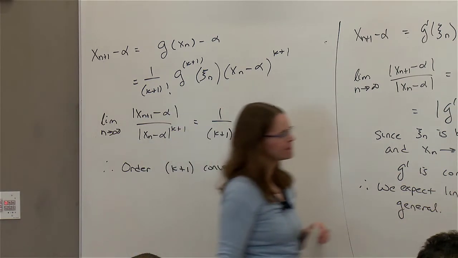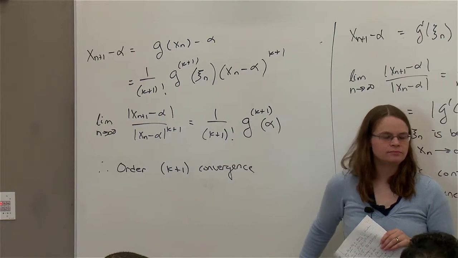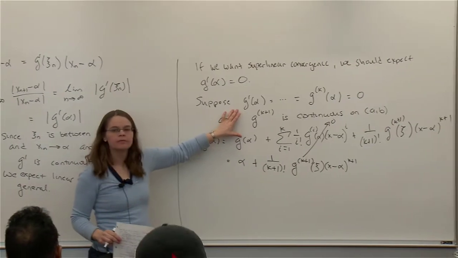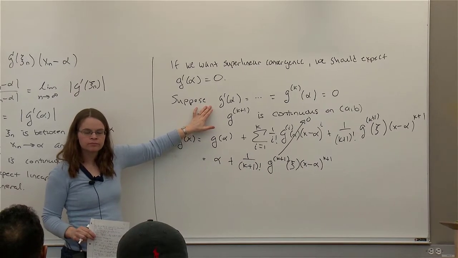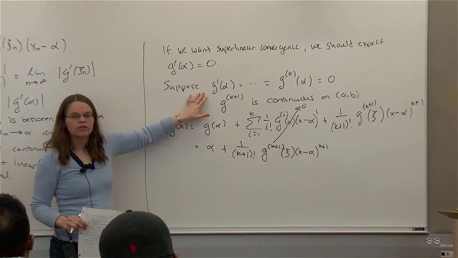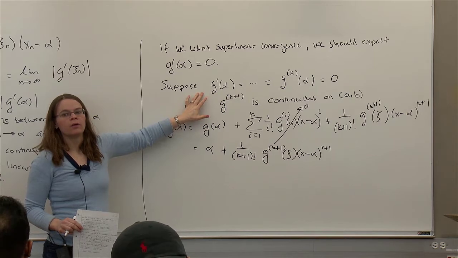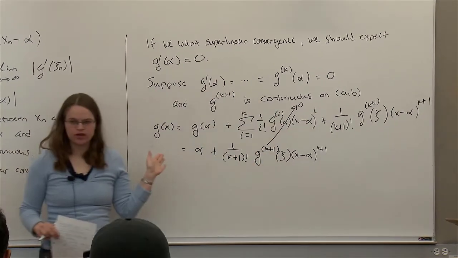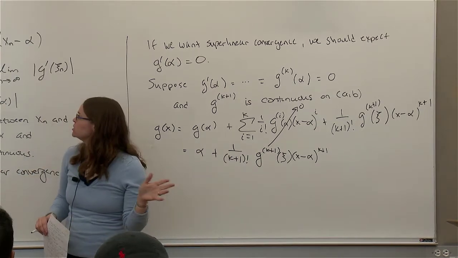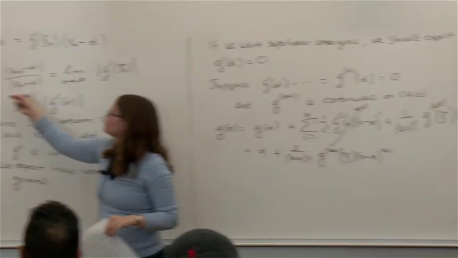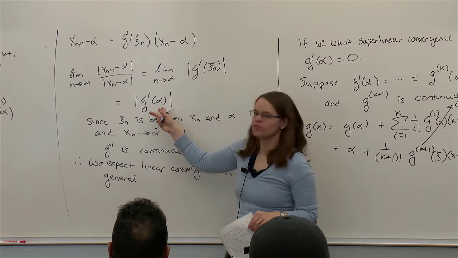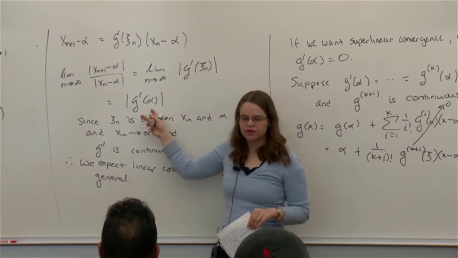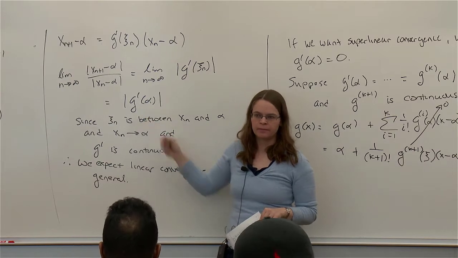Professor, going back to the other process, if we don't have this condition that the higher derivatives up to k are equal to 0, then our order of convergence is just linear because we got a constant. That's right. If we don't assume these higher derivatives are 0, then we're stuck with linear convergence, because in this limit here, we got a constant, and this constant was not 0. It was just something less than 1. So linear is all we get out of that.